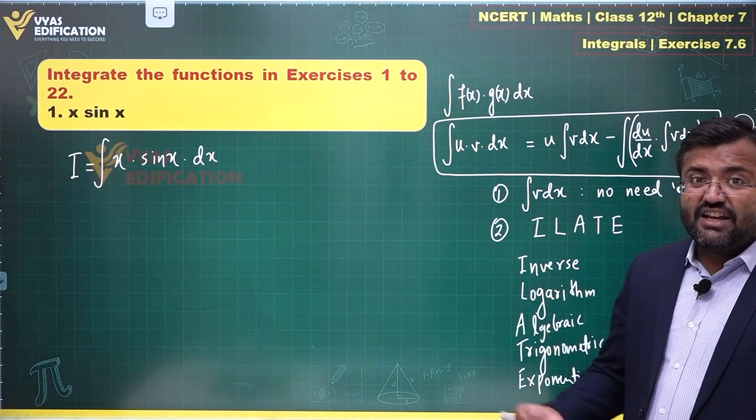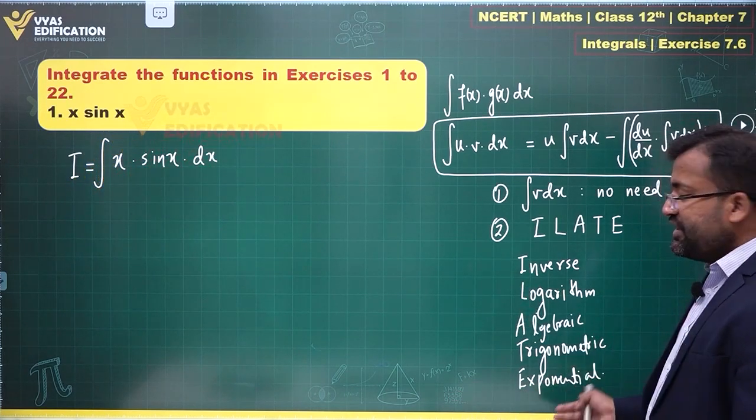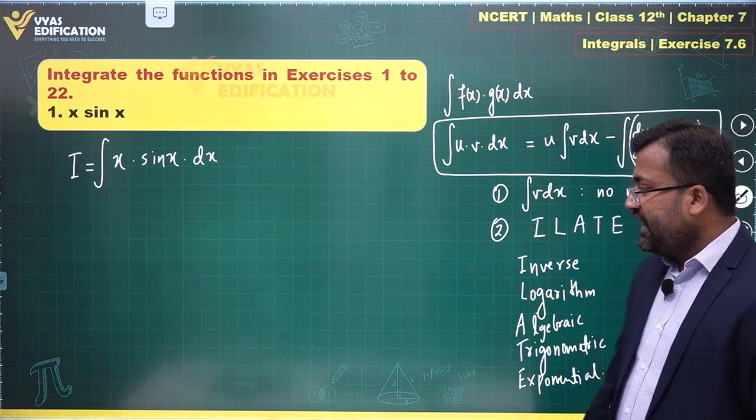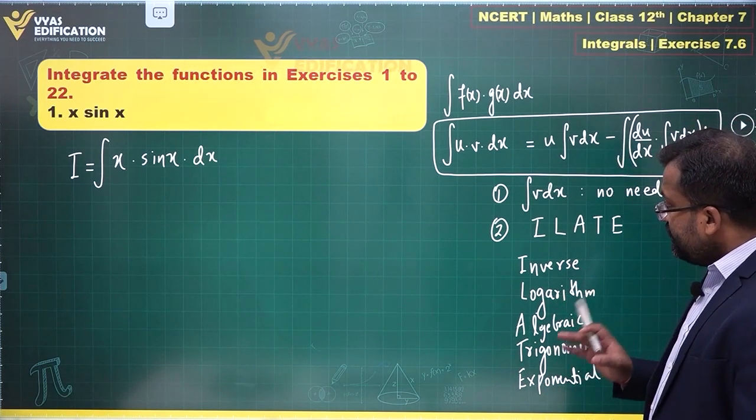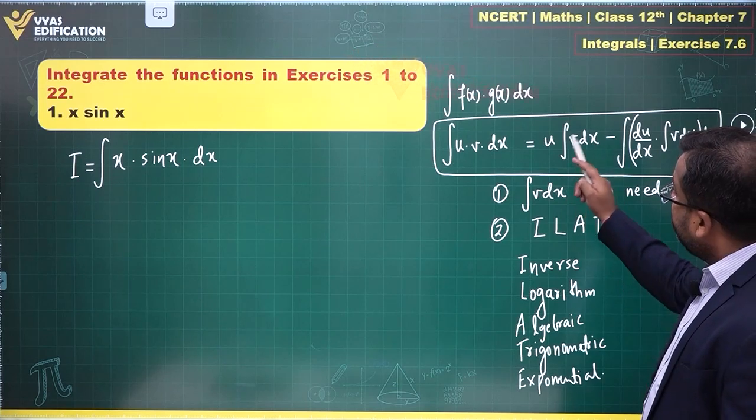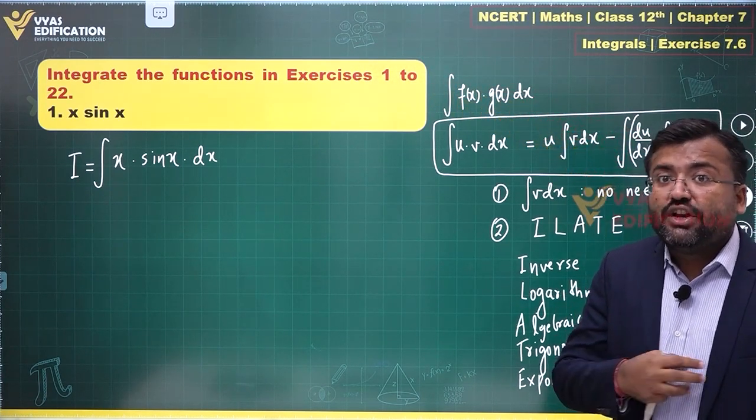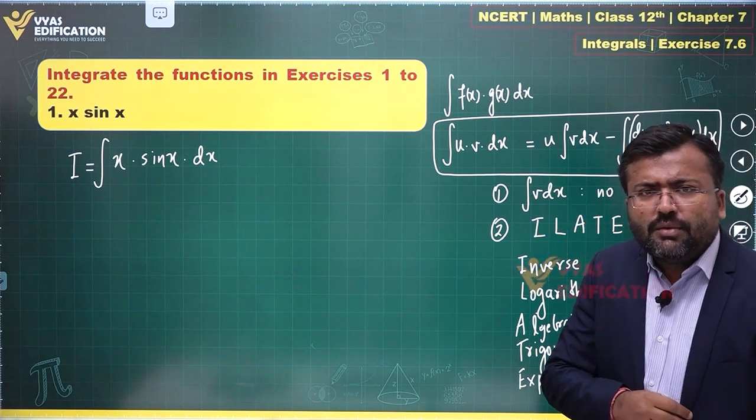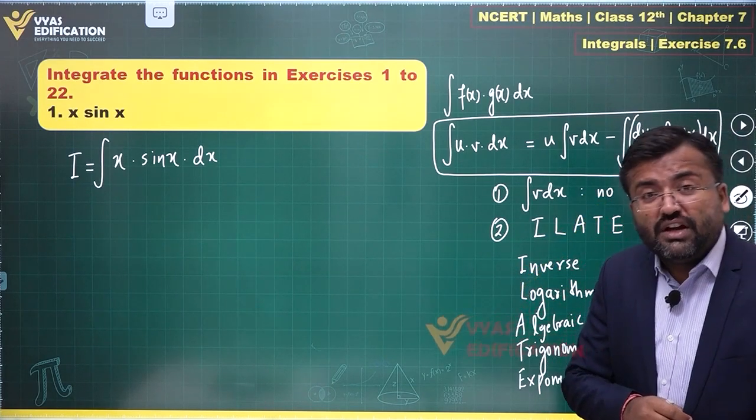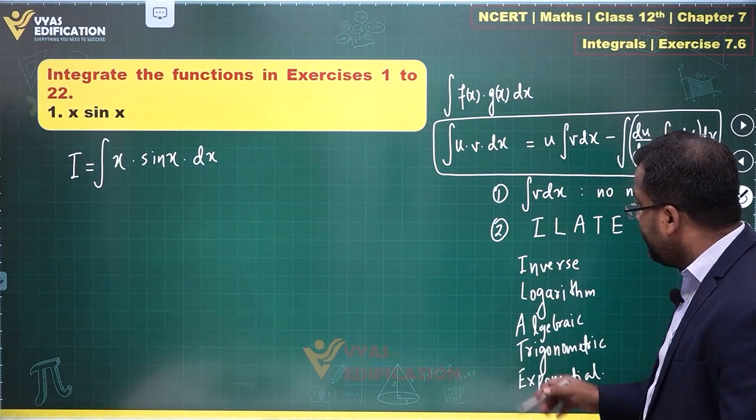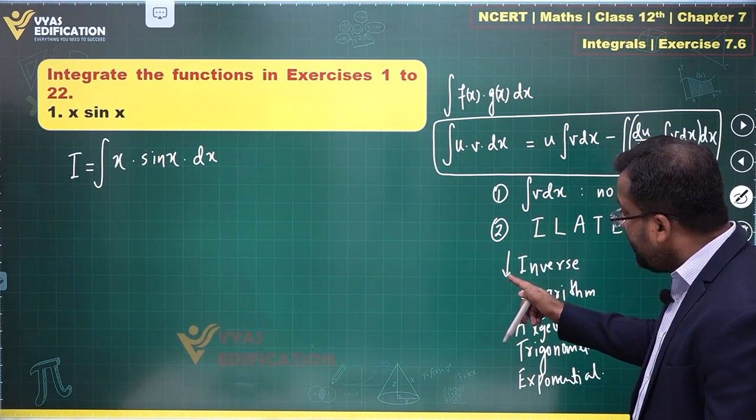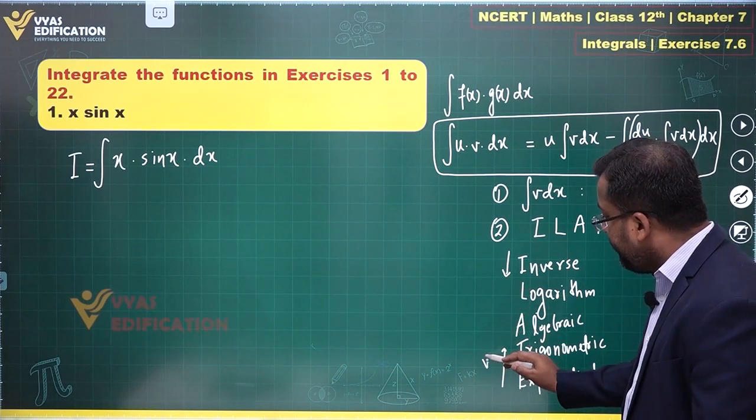Trigonometric functions will be sine x, cosine x and all. Exponential functions will be e power x type of things, right? And we are supposed to integrate v, so v has to be integrable first of all, right? Do you know the integral of logarithm up till now? Frankly speaking, no. Do you know the integral of inverse functions up till now? No. So v cannot be chosen from here. V has to be chosen from here.